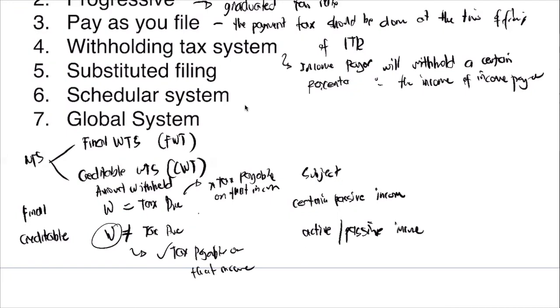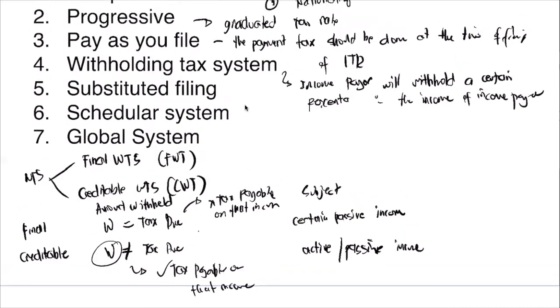Therefore, guys, we will learn that not all passive income are subject to final tax, but all active income is subject to creditable income tax. Because, take note, only certain passive income is the subject of final tax, while creditable covers active and passive. Clear? Okay, so we will learn what are the different final taxes as we go through. So withholding tax system, it can be final, it can be creditable.